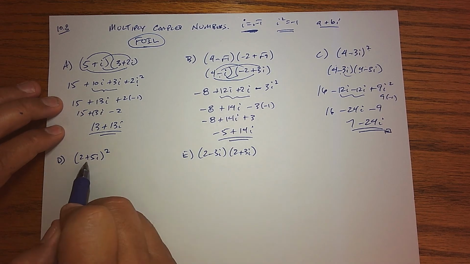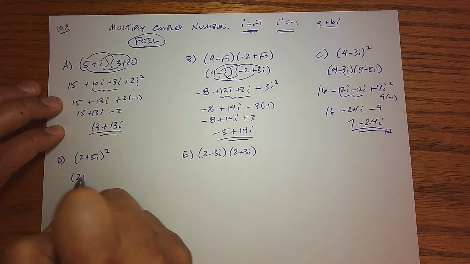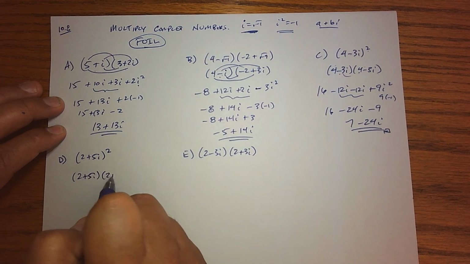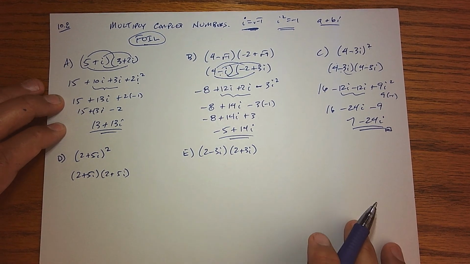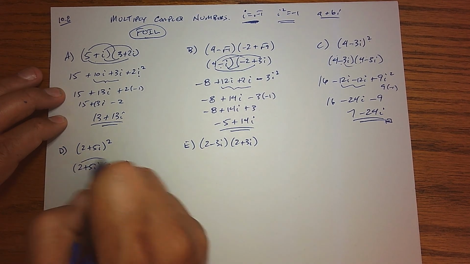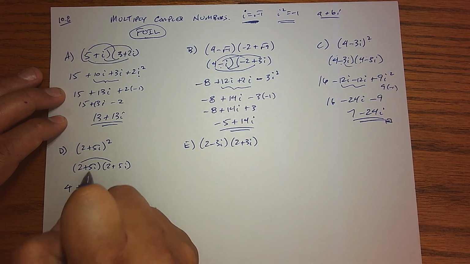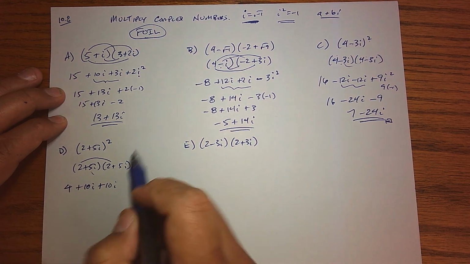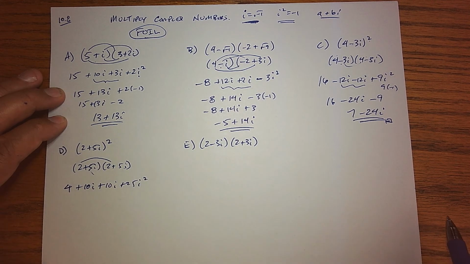Here we're squaring a sum. So again, fight that urge. There's no rule for squaring a sum or raising a power to a sum. But what we do have is what it means to square something. And that means we're going to multiply something to itself. And then we basically are at FOIL. So 2 times 2 is 4. My outer is a 10i. My inner is another 10i. 5 times 5 is 25. i times i is i squared.